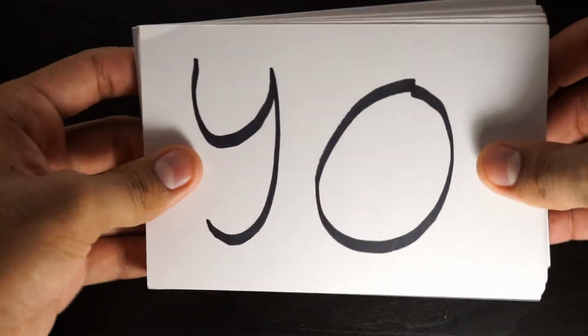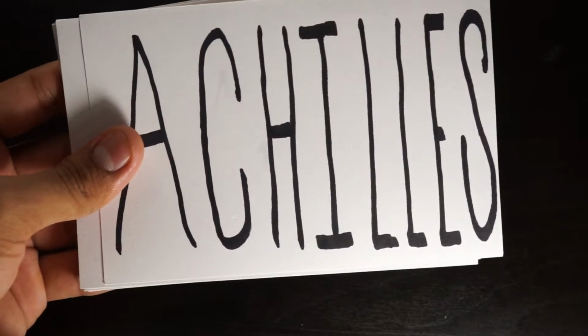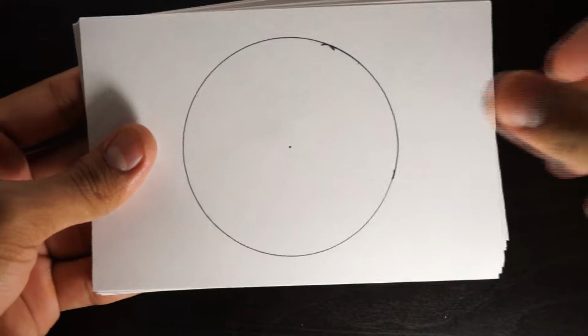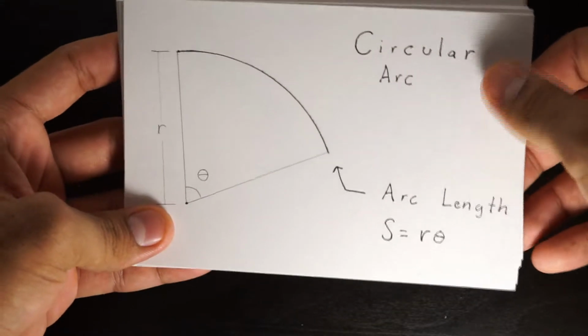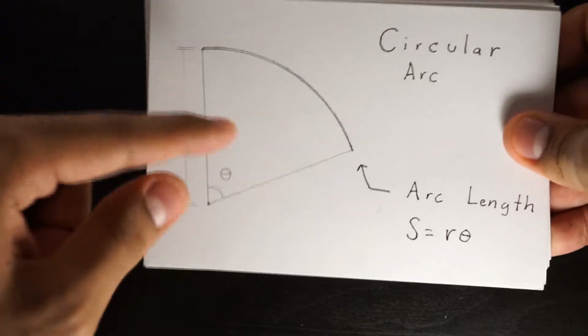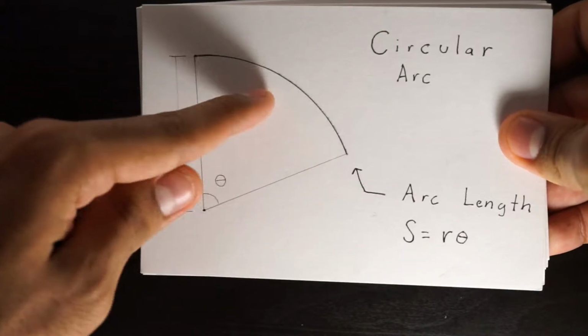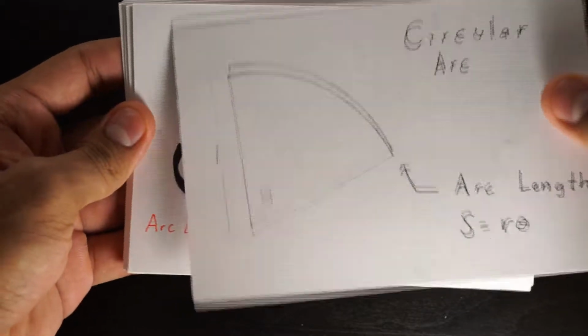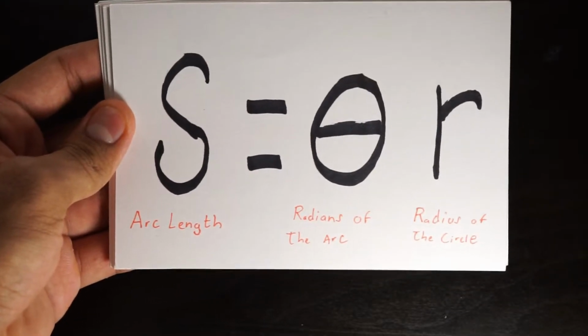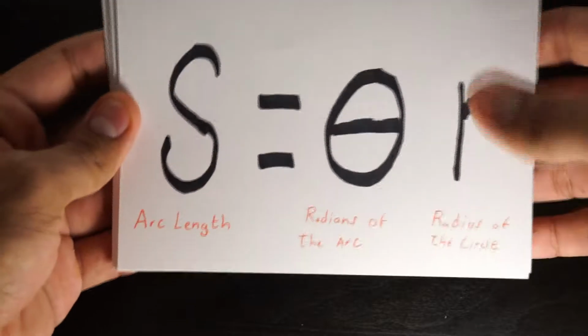Hey, yo, my name is Achilles, and I've been thinking about circles lately, specifically portions of circles. We call these circular arcs, and the distance of the arc as you walk along it would be called the arc length. We can calculate that distance with what's called the arc length formula.